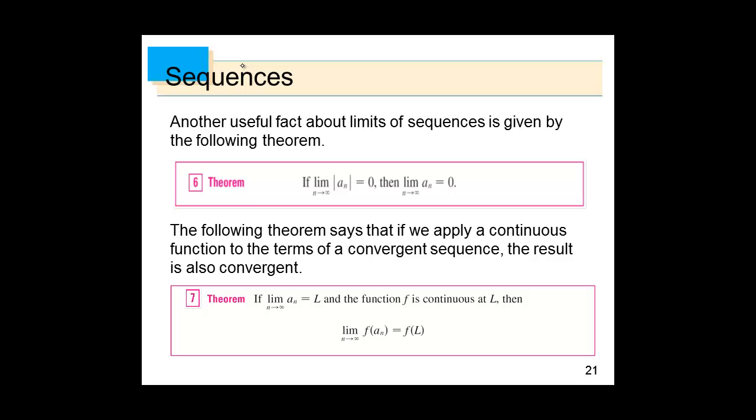Okay, Theorem 6. Theorem 6 says, suppose you have a sequence an, a1, a2, a3, a4, and now I am getting a new sequence which is the absolute value of a1, absolute value of a2, absolute value of a3. So I'm taking the absolute value of the terms, right? And we are saying if the limit of the absolute value of an is 0, then the limit of the sequence an must be 0 as well. Is that making sense? If the limit of the absolute value of an is 0, then the limit of an is 0 as well.